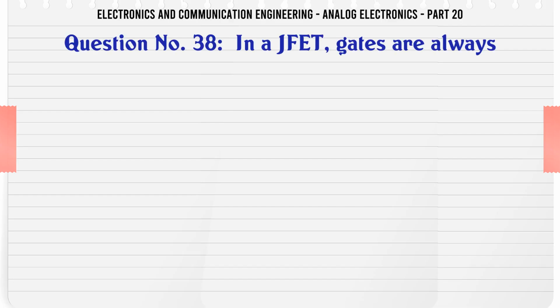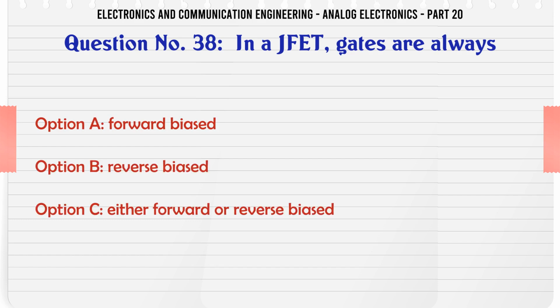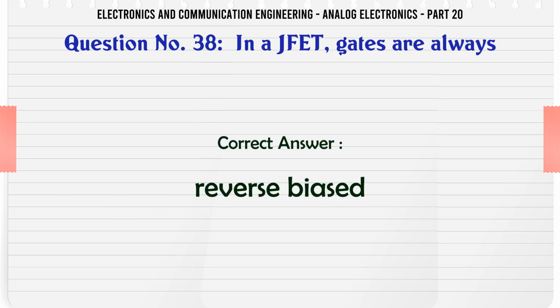In a JFET, gates are always A. forward biased, B. reverse biased, C. either forward or reverse biased, D. unbiased. The correct answer is reverse biased.